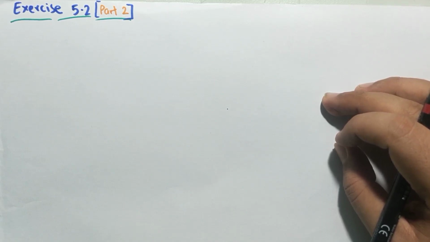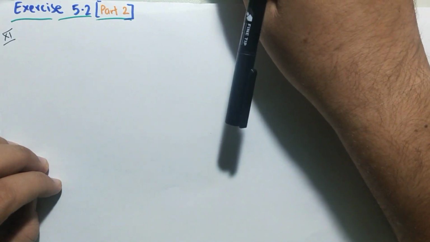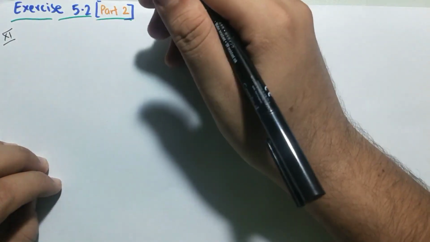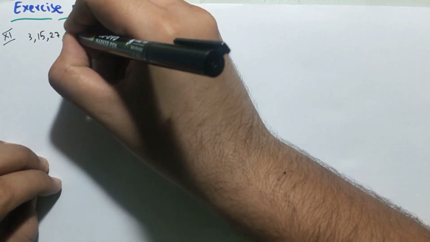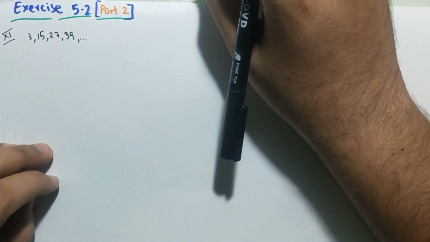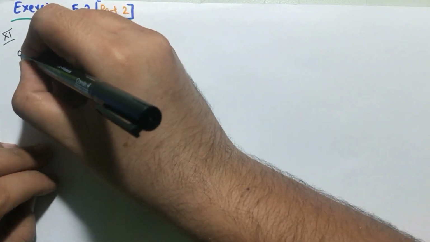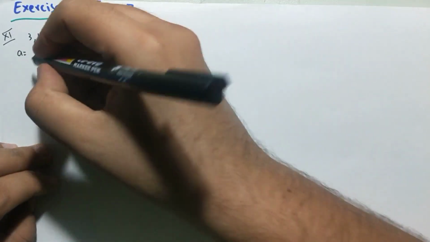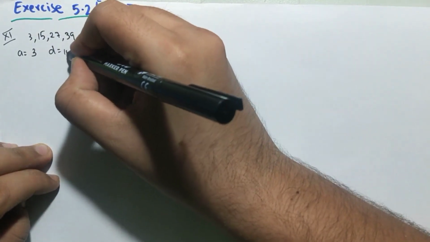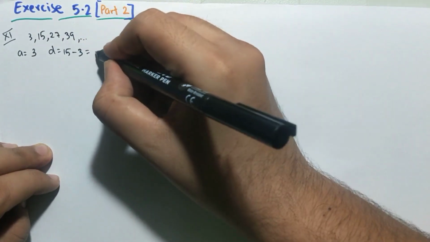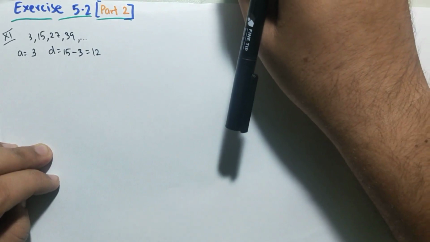So let us start with the 11th sum of exercise 5.2. The 11th sum is: which term of an AP? The AP given to us is 3, 15, 27, 39, and so on. This is the AP given. So using this AP, what we get is that a is 3, the first term is 3. What is the common difference? As you can see, second term minus first term, that is 12. This is the common difference.